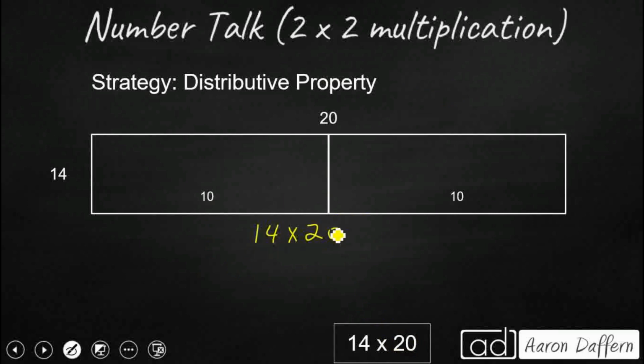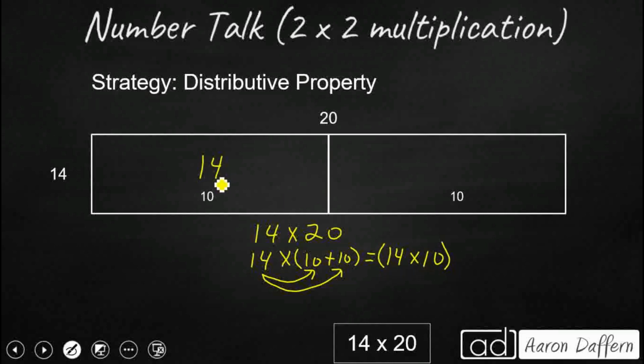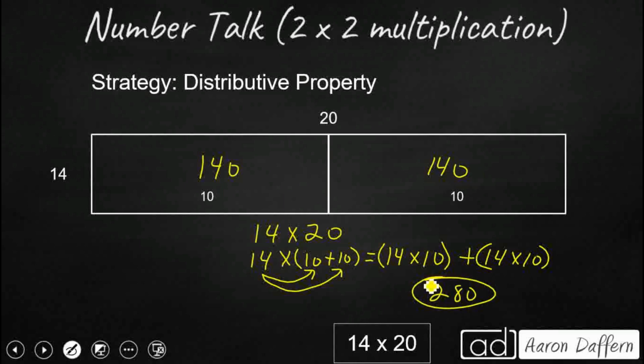We're going to use the distributive property to break apart our 20. And you see how I've broken apart our 20 into a 10 plus 10. So what we do is we distribute that 14 out. That means we're going to multiply by both of those add-ins to create partial products. So we're going to take our 14, and instead of multiplying it by 20, we're going to multiply it by 10. That's an easy 140. And we're going to multiply 14 times the other 10 that's remaining. That's another easy 140. Once again, obviously, getting us back to our solution of 280.